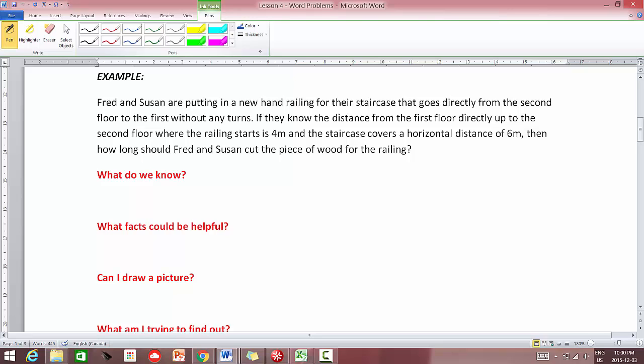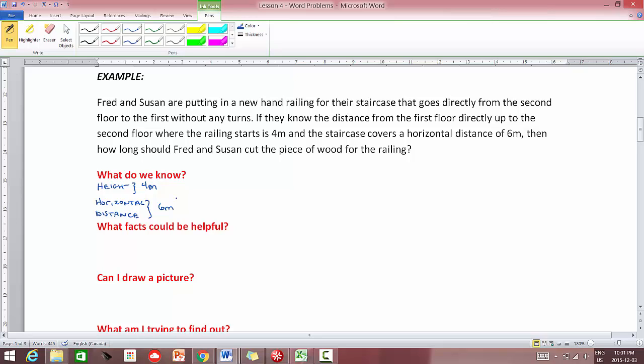So what do we know? One thing we do know is the height. The height is 4 meters. And we know that the horizontal distance of the entire staircase is 6 meters. So what that means is that you're moving left to right on the staircase a total of 6 meters by the time you get to the top.